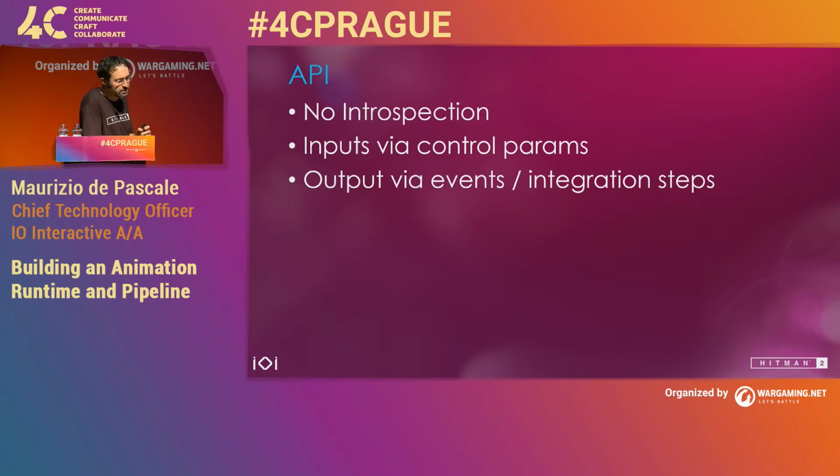A few final words about the API that we exposed to the upper layer. Something that we really wanted to enforce was not providing an introspection API. Basically, it's not possible for gameplay code to query nodes by name or read the state of a node. We just didn't want to do that. We want the gameplay code to treat an animation graph that is being executed as a black box, sending inputs down via control parameters and getting outputs through events or the results of an integration.